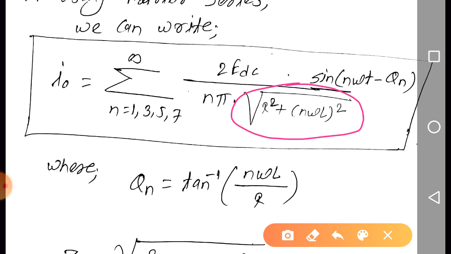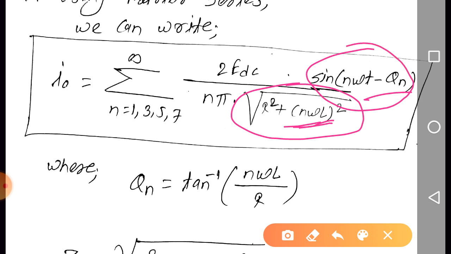For n is equal to 1, it is 1 into omega L. For n is equal to 3, it is 3 into omega L, right? Why is this inductive reactance changing? Because the frequency of all the harmonics is not the same. As the order of harmonic increases, definitely its frequency increases, right? Next, sine of n omega t minus theta n.